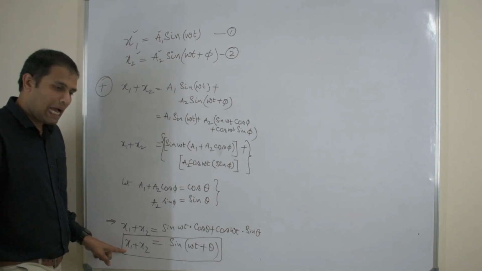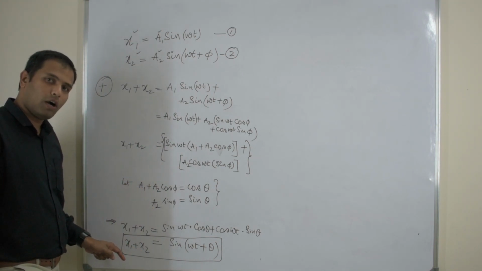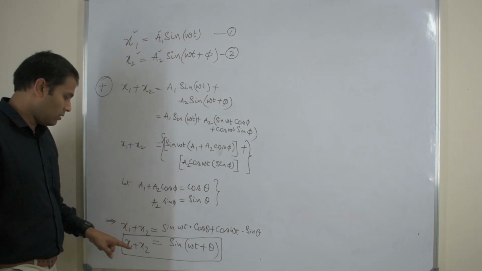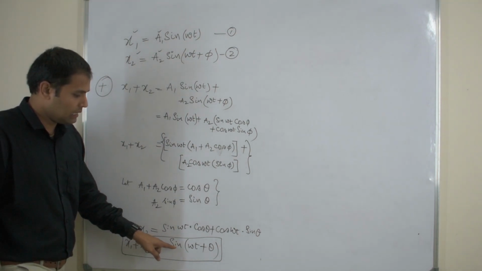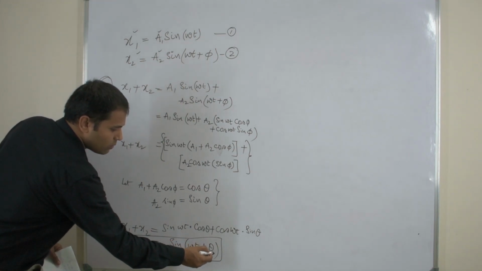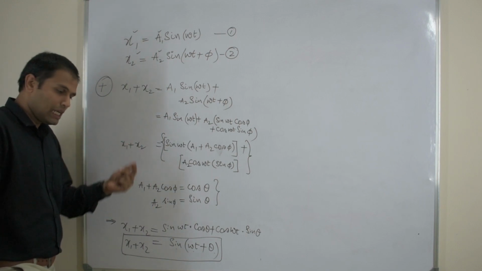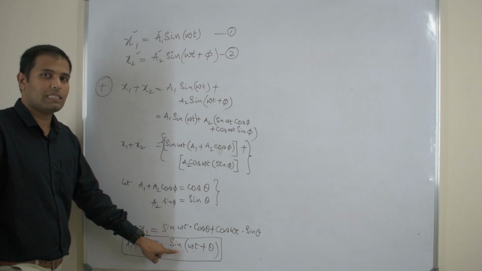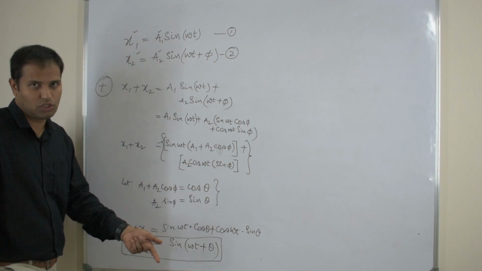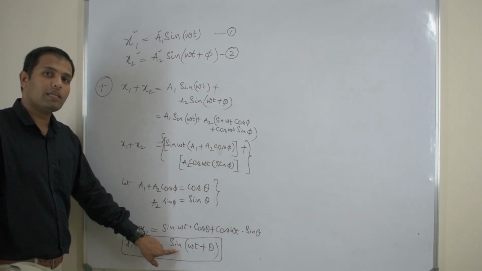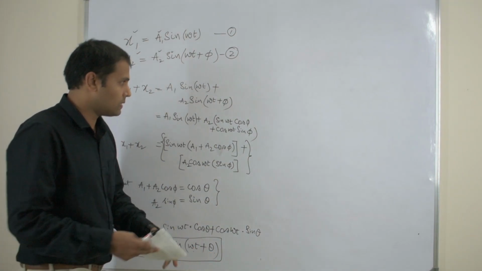See, the displacement of your resultant simple harmonic motion, the resultant displacement of the final motion, is in which form? This is also a sine term. If you are adding two simple harmonic motions, the resultant motion will also be a simple harmonic motion, because you are getting a sine function. A sine function is repetitive and periodic in nature. So you can conclude that from here.